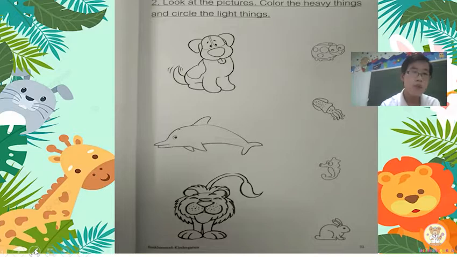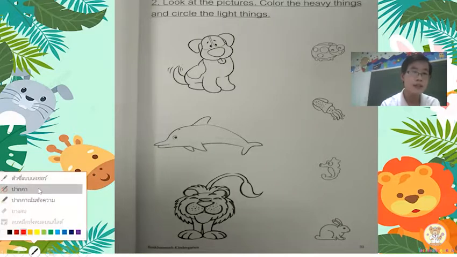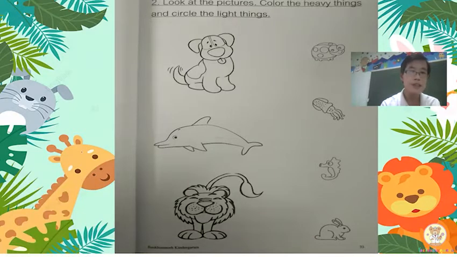So I want to ask you, do you know circle? Everybody here, do you know circle? Circle is like this. Yeah, we call circle. So we need to circle on the ladybug. But for a dog, we need to paint on it. Maybe you can use brown color, black color, to paint on a dog's body.